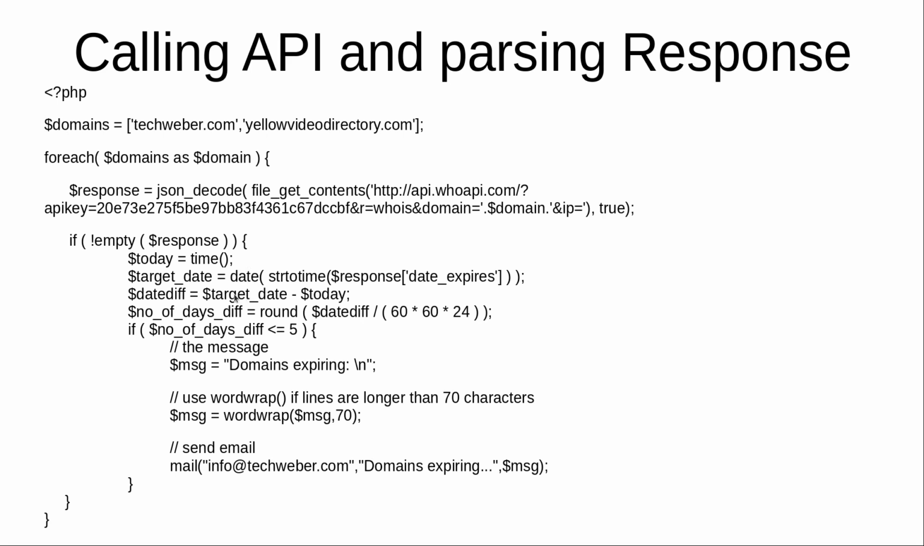Then we subtract the target date with today's date and we get the date difference, and then we can get the number of days difference by using the round function and dividing the date difference by 60 times 60 times 24. So if the number of days is less than or equal to 5, we send an email to the concerned authority.